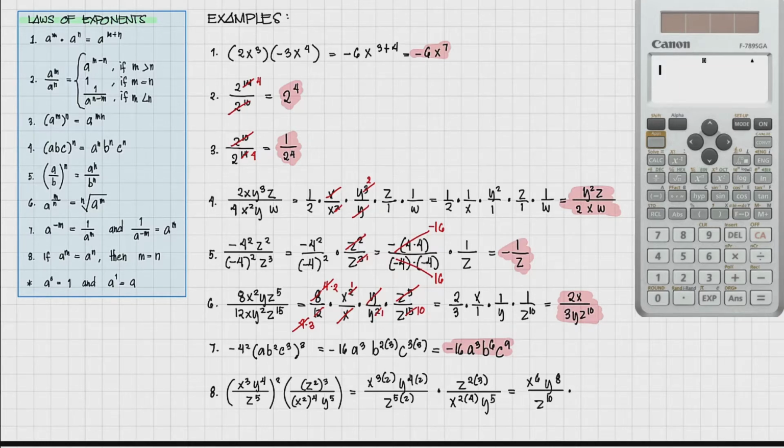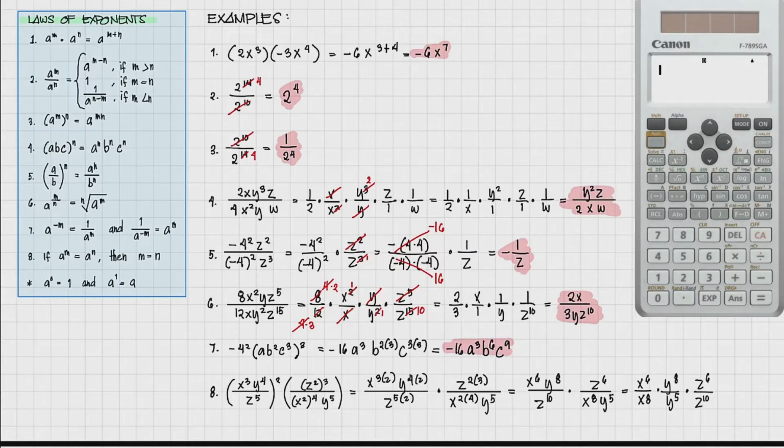Then for the second term, you have z raised to 6. And then for the denominator, x raised to 8, and then y raised to 5. So I'm just going to isolate similar terms. For example, you have x^6 here over x^8, and then you have y^8 over y^5, and then you have z^6 over z^10, right?